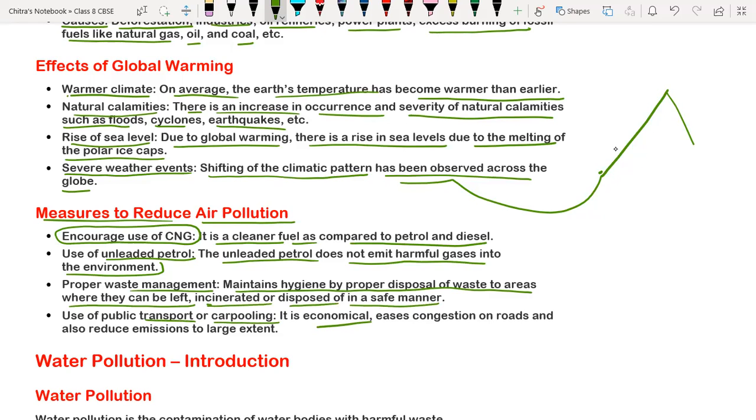It is economical if you share the bus, auto, etc. If you use public transport, it is economical. It reduces congestion on the road and also reduces the emission of air pollutants to a large extent. So here we have to use public transport, proper waste management, use of unleaded petrol, and encourage the use of compressed natural gas. We can reduce air pollution. Understood everyone? Air pollution. Yes, sir.